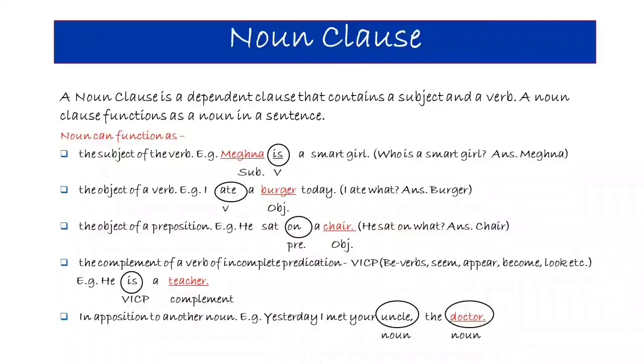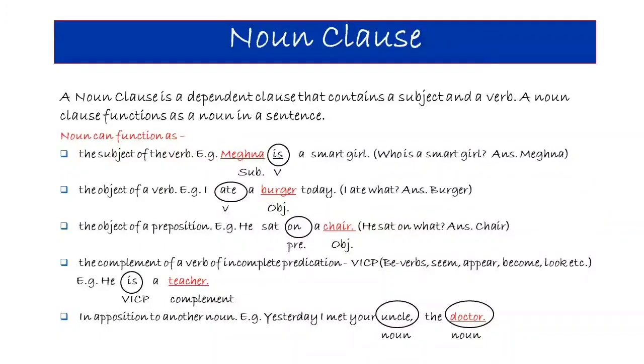Noun can function as the object of a verb. For example, I ate a burger today. I ate what? The answer is burger. Here, burger is the noun and it is the object of the verb ate. Noun can function as the object of a preposition. For example, he sat on a chair. He sat on what? The answer is chair. Here, chair is a noun and it is the object of the preposition on.